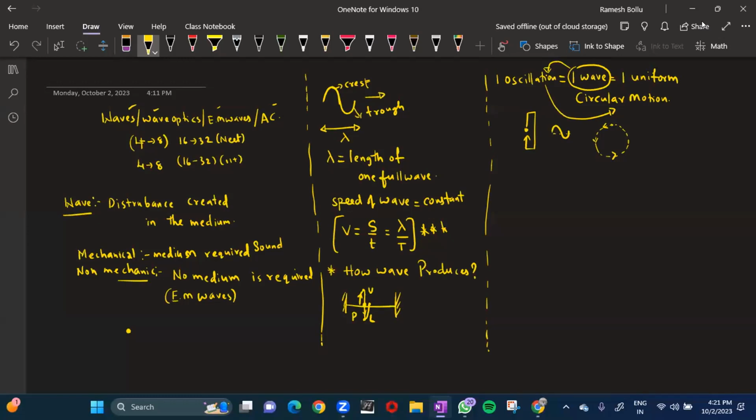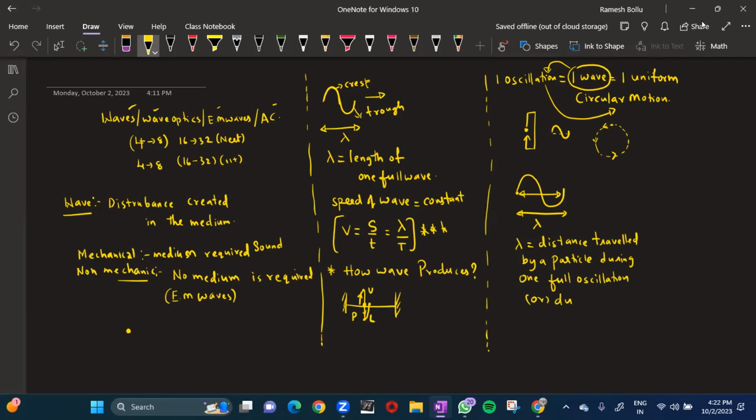Is my point clear, children, everyone? If you see the wave, the total length of one full wave is called lambda, children. What is the distance traveled by one full wave during one time period? This is also the total distance traveled in one complete oscillation. Lambda is also called the distance traveled by a particle during one full oscillation, or during one complete circular motion.